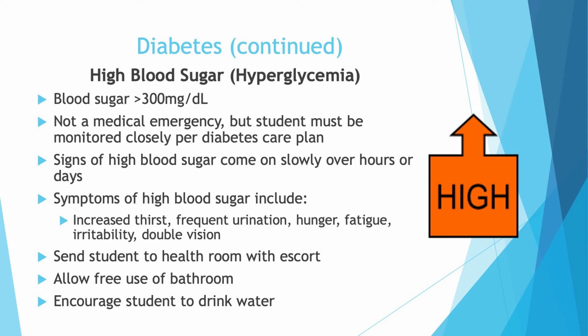Hyperglycemia is a high blood sugar. This is not a medical emergency, but care must be provided. Signs of high blood sugar can include thirst, frequent urination, hunger, fatigue, irritability, and double vision. It is important to allow students with diabetes free use of the restroom. Encourage the student to drink water.